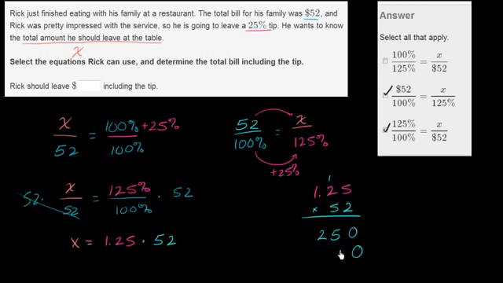5 times 5 is 25. 5 times 2 is 10 plus 2 is 12. 5 times 1 is 5 plus 1 is 6. So we get 0. Let's carry that 1. We get a 5. We get a 6. And then we have two numbers behind the decimal point. It is 65. And that's right. That's 52 plus a fourth of 52, which is 13. 52 plus 13 is 65. So he should leave $65 if we want to include the tip.